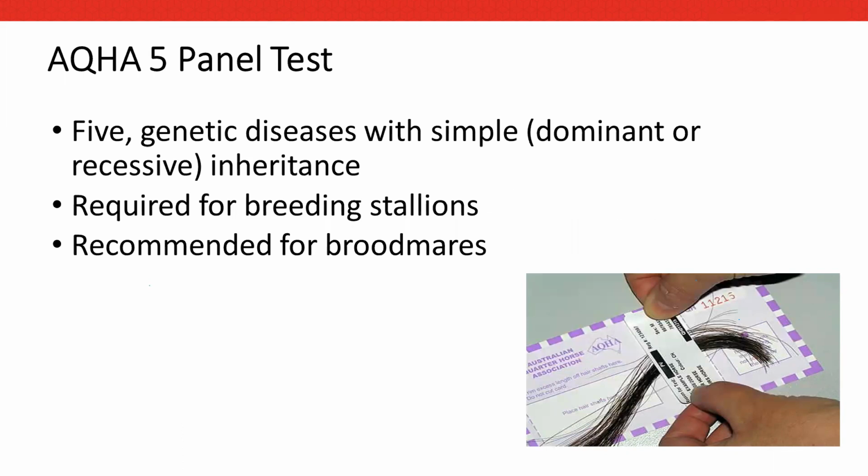These are all diseases with simple modes of inheritance, so they're either dominant or recessive. Tests are required now for breeding stallions in the Quarter Horse Association and recommended for broodmares. Since you have this information, or you can access this information, it's important to not be passing on traits that you don't want in the next generation.